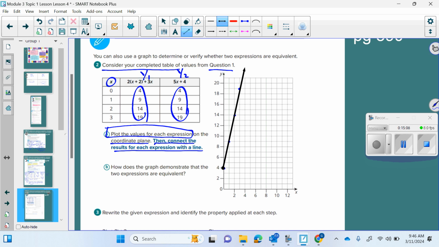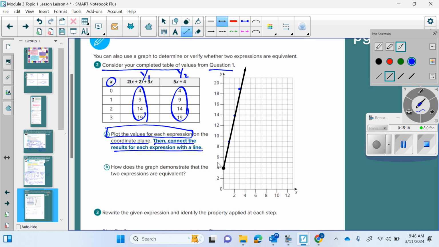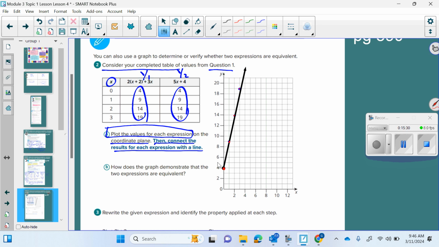Okay. Now, I do want to point something out. Actually, we do the second one first. So when you did your second set of points, I'm going to change the color just so you can see that it is different. So 0, 4, that's going to go there. 1, 9, that's going to go there. 2, 14, 3, 19. And what do you notice when you do your second line? Use a different color. So you can see, same one, right?